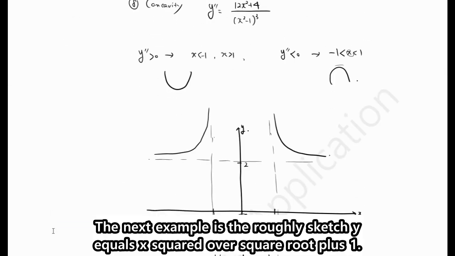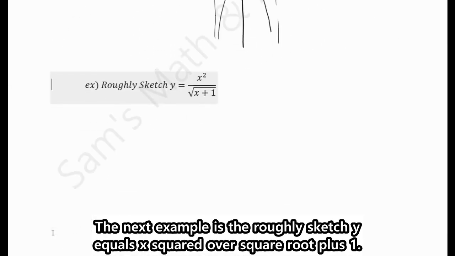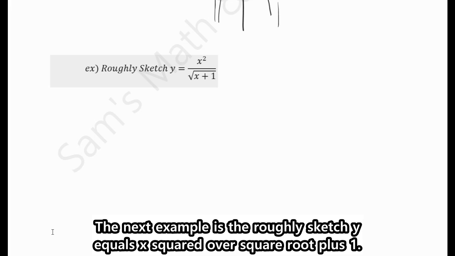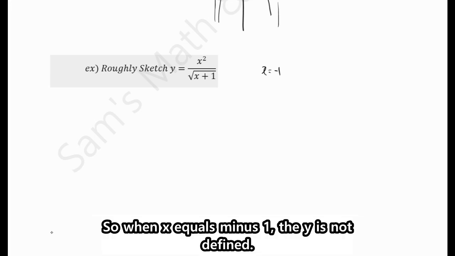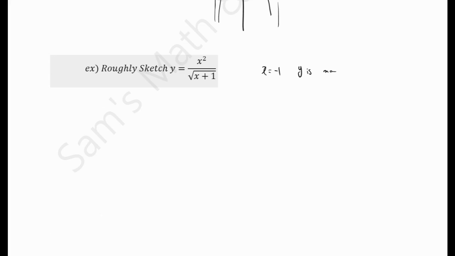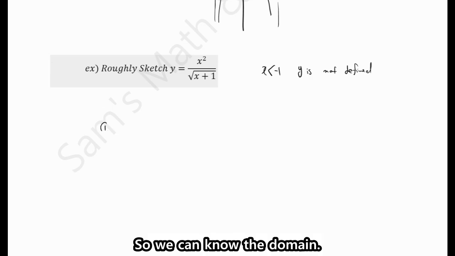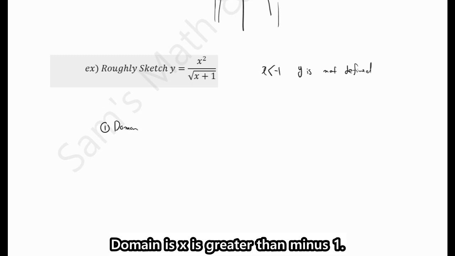The next example is to sketch y equals x squared over square root of x plus 1. So when x equals minus 1, y is not defined. For x less than minus 1, it is also not defined. So we can know the domain. Domain is x greater than minus 1.